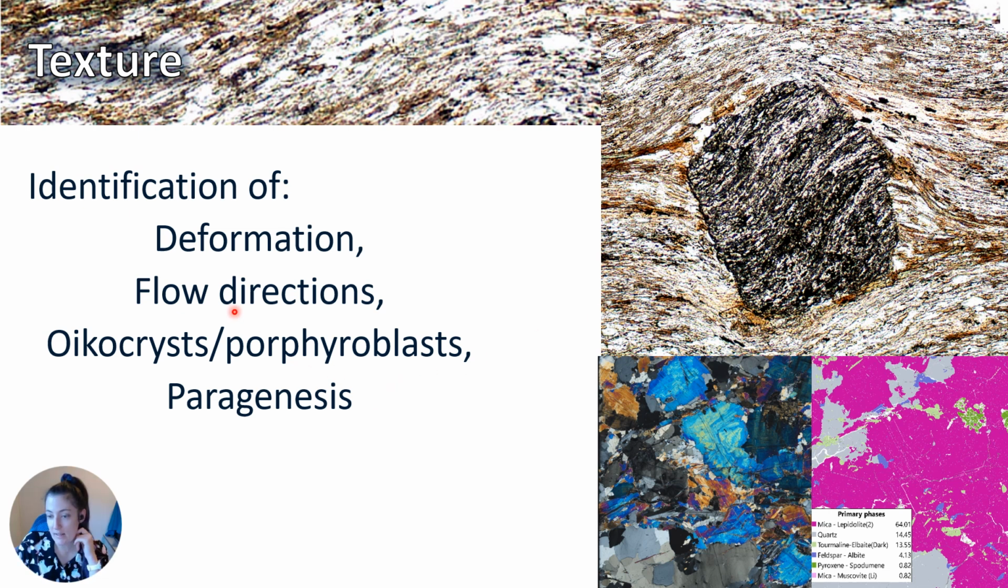If we have an igneous system, we can do the flow directions of any lava or flowing magma. We can look at large crystals and see which ones are single crystals, like oikocrysts and porphyroblasts. And we can understand paragenesis, so which minerals come before each other mineral.